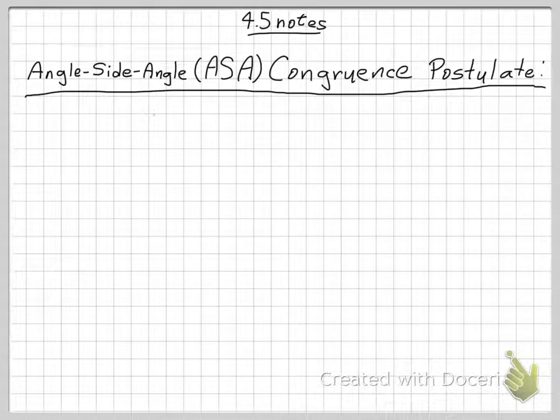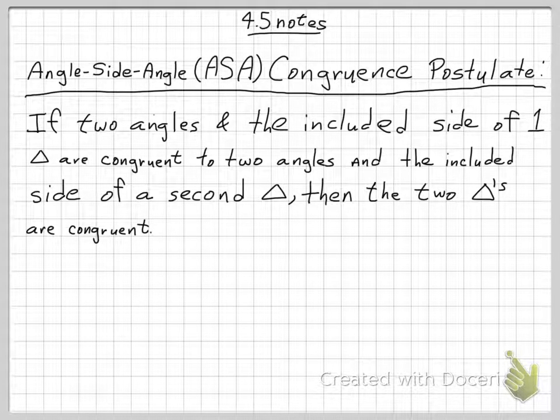So we'll start off with angle, side, angle. It's the angle-side-angle congruence postulate, which can be abbreviated ASA. The angle-side-angle congruence postulate states that if two angles and the included side of one triangle are congruent to two angles and the included side of a second triangle, then the two triangles are congruent.